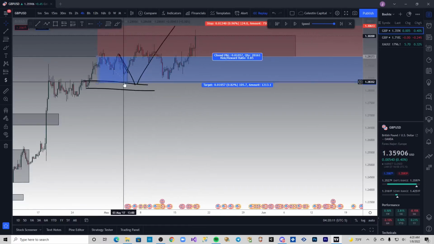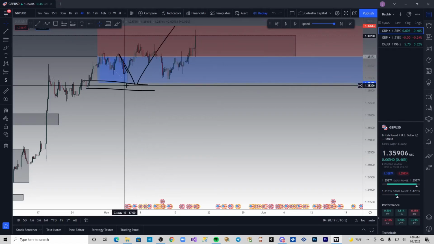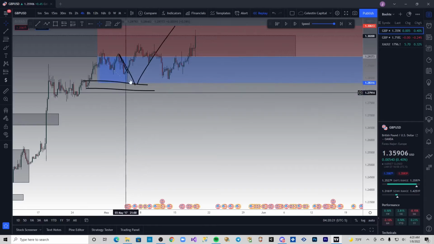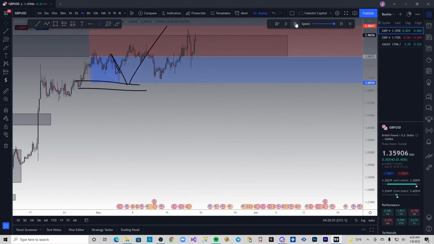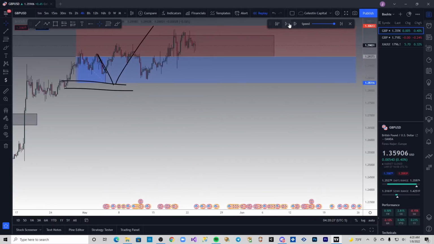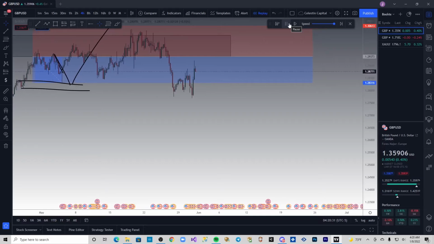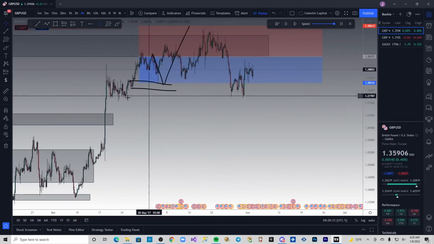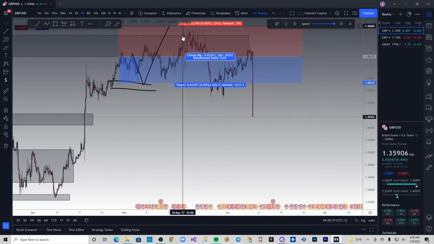But the point is that you can take the moves from a supply zone. You can counter trend trade. You can take the moves from supply zone and sell it down to a demand zone. And then if you want, you can take it right back up as it's doing right now. Let me actually play this out. As you can see, we've gone even lower, potentially to make a lower demand zone right here, maybe. Let's see. And ultimately, I'm expecting this high to get taken out.